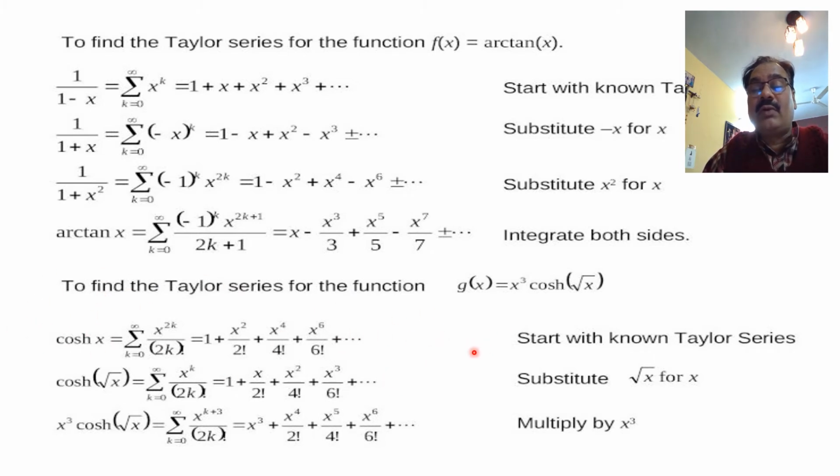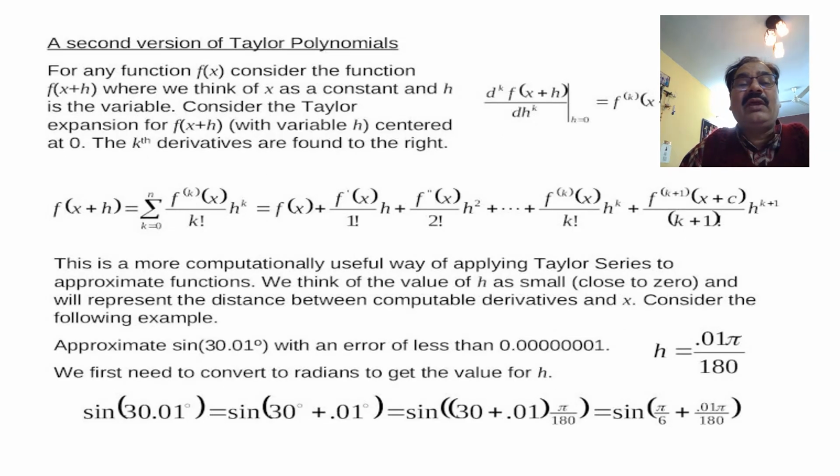Then start from the Taylor series or the exponential series, you can establish this, and then substitute under root x for x. Then you will get cosine hyperbolic root x. And if you want to establish this result, x cube cosine hyperbolic root x, then you have to multiply by x cube. In this way, all these infinite series are interconnected with each other.